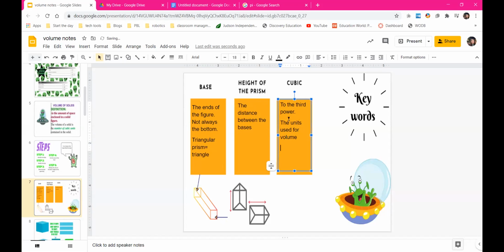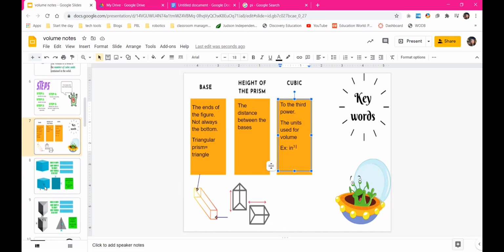I can show you an example: inches cubed or centimeters cubed. Oops. The way I'm getting this exponent in here is if you hit control and then the decimal button, or control and the period, it will pull you up into the exponent and you can type it there.